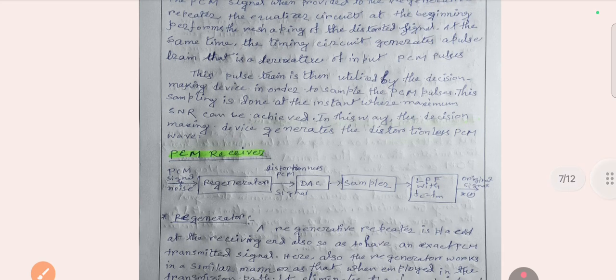PCM receiver: PCM signal, noise, regenerator, DAC, sampler, low pass filter with fc equal to fm.